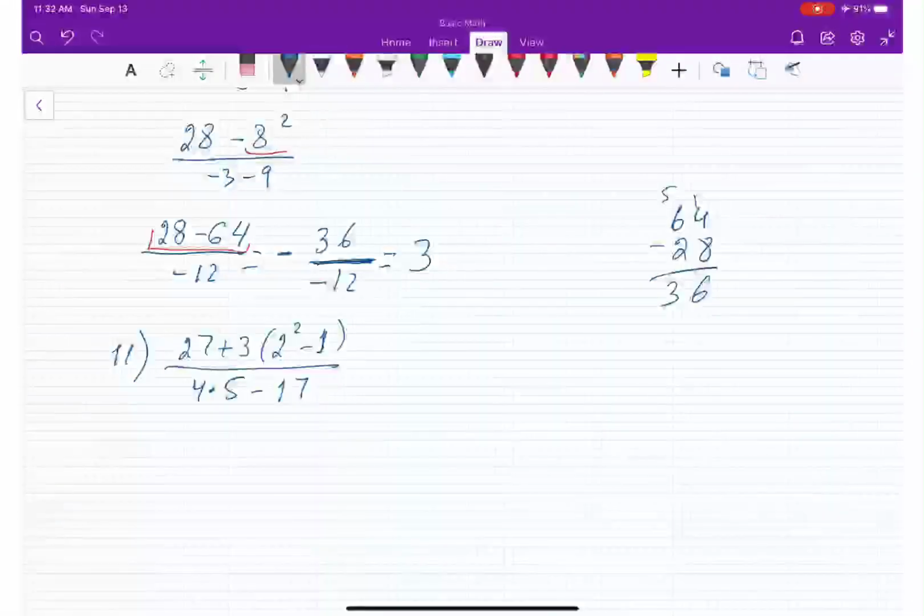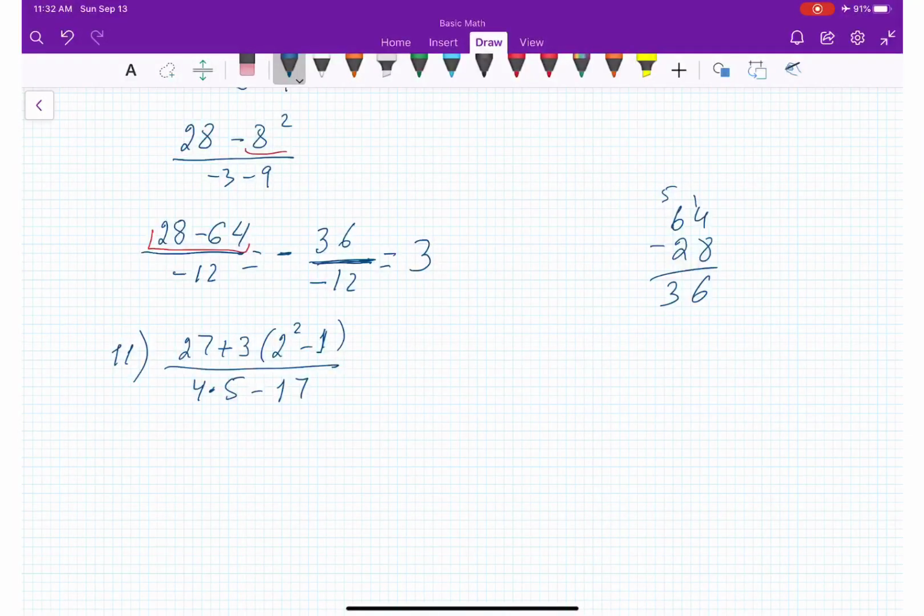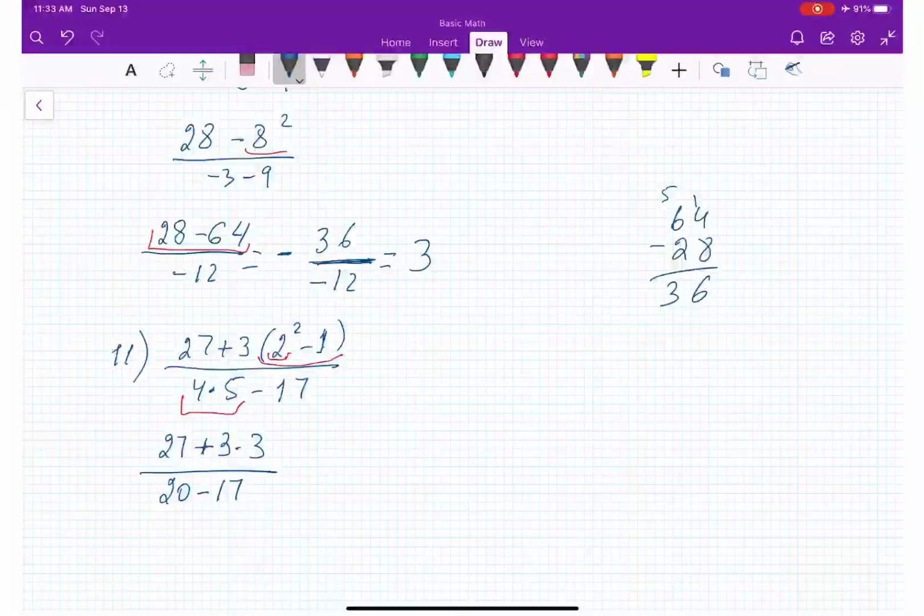So let's see. First operation, I'm raising to the square. Since we already know 2 squared is 4, we might as well do this subtraction also. So 27 plus 3 times 2 to the power 2 is 4, 4 minus 1 is 3. Now in the denominator also I can do this multiplication, 4 times 5. It's going to be 20 minus 17.